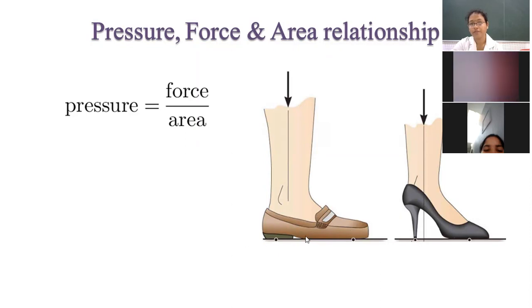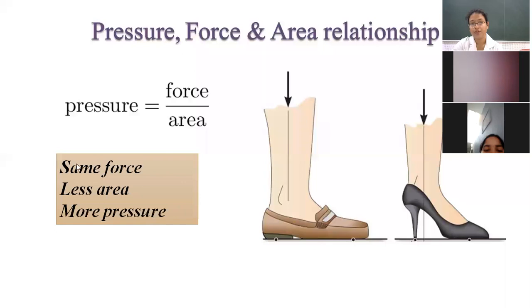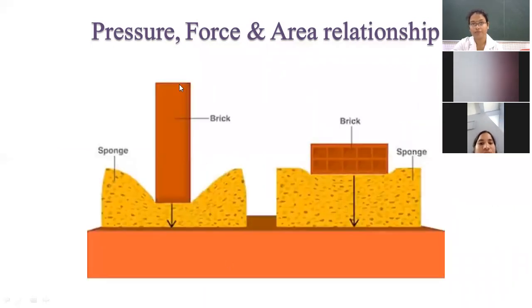Here the area is more, so the pressure generated would be less. So for the same force, less area will generate more pressure. The same thing happens with the tympanic membrane and the oval window. Look here, again, the sponge. The brick, if it is placed horizontal, less pressure; if it is placed vertical, more pressure. So this is how area makes a difference in the application of force.